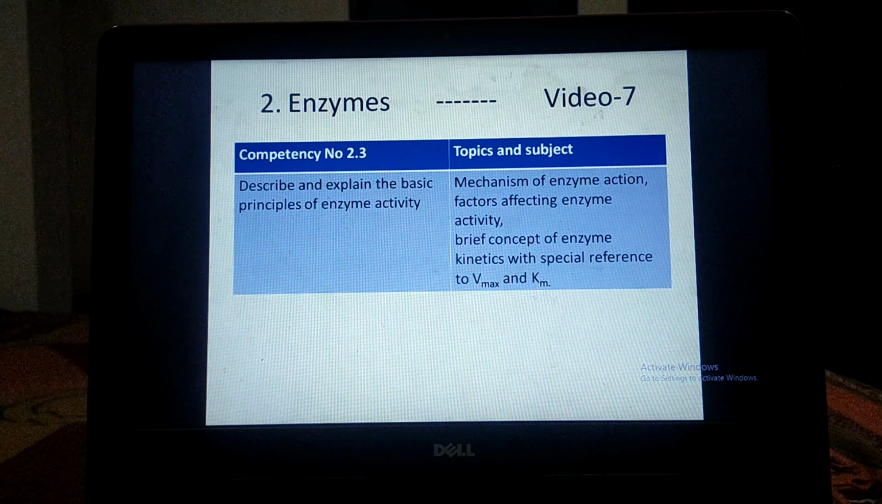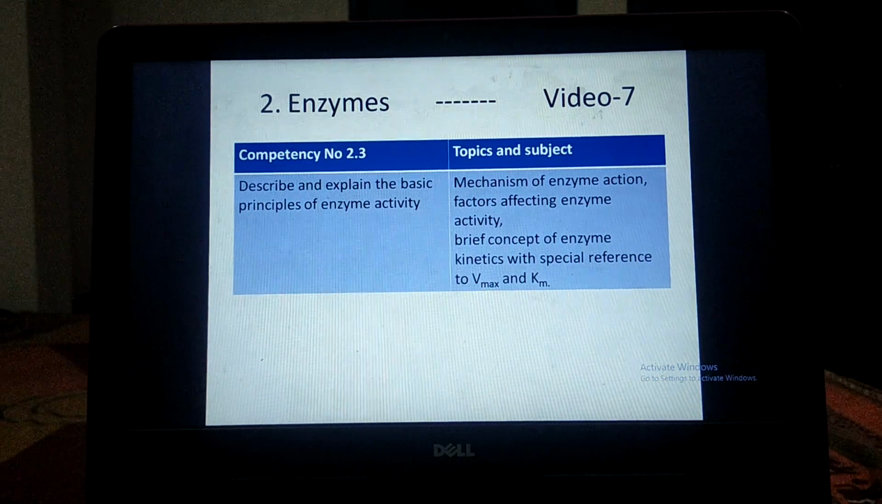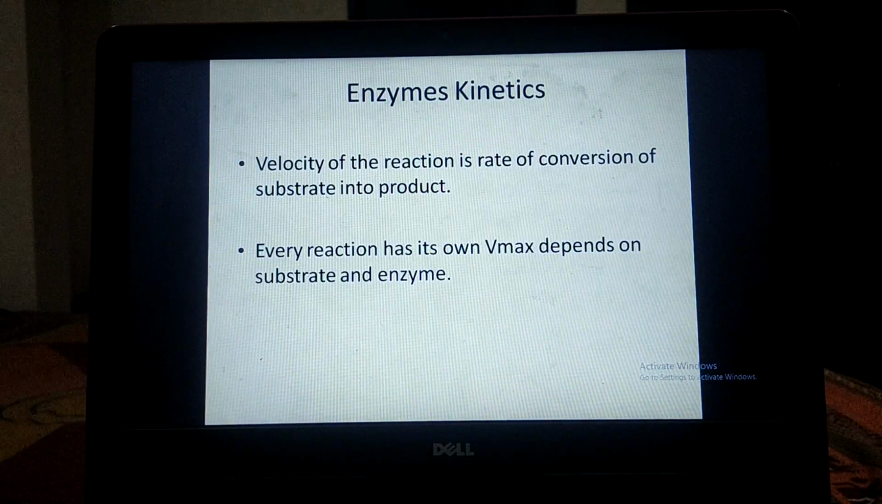We will continue our topic of enzymes, and today's competency is competency number 2.3. In this competency, today we are discussing enzyme kinetics. So in enzyme kinetics, first we have to see what is meant by velocity of reaction. Velocity of reaction is nothing but the rate of conversion of substrate into product.